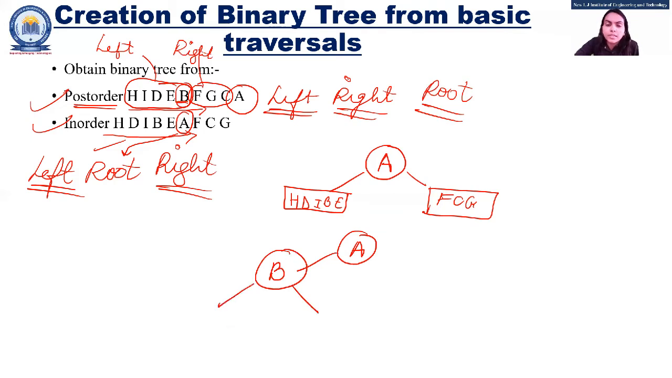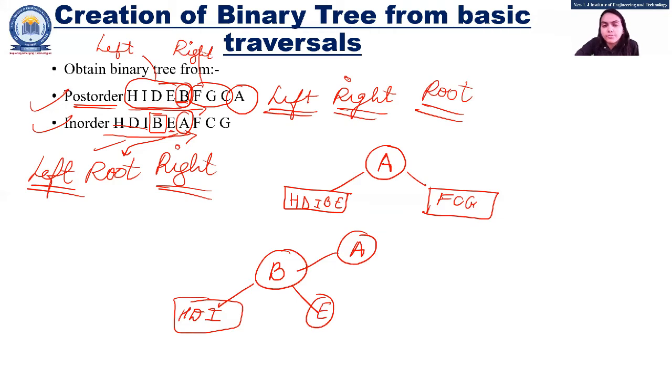Now what will be the left of B and right of B? That will be decided by in order traversal. So if you see here, if this is the B, so left of B is H, D and I and right of B is E. We are just left with this E.